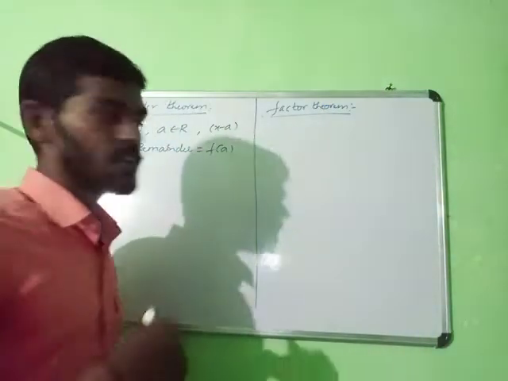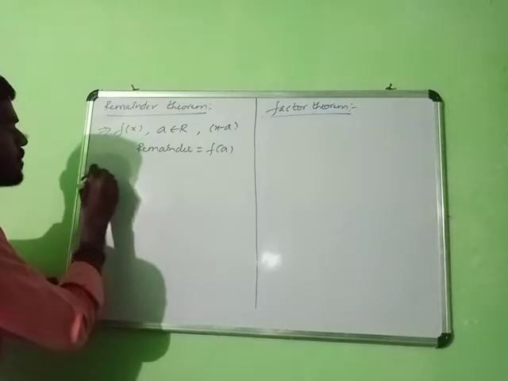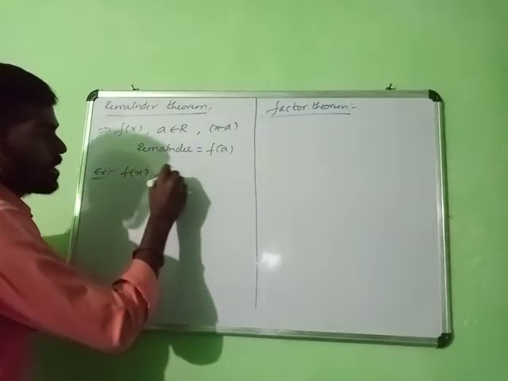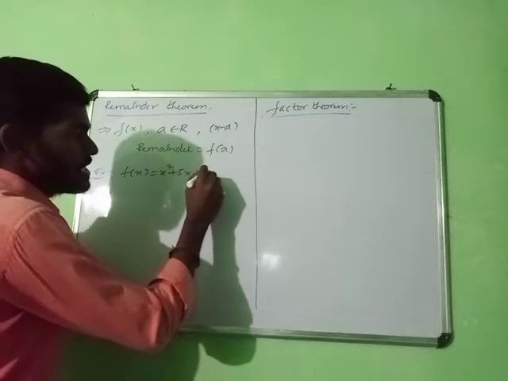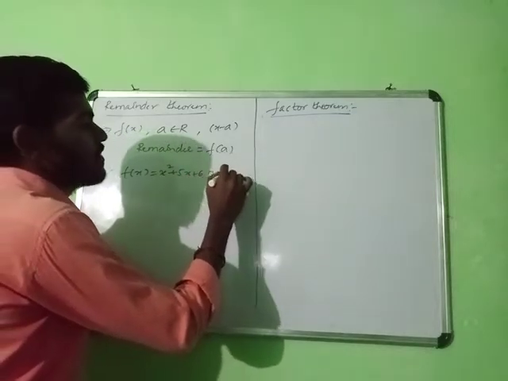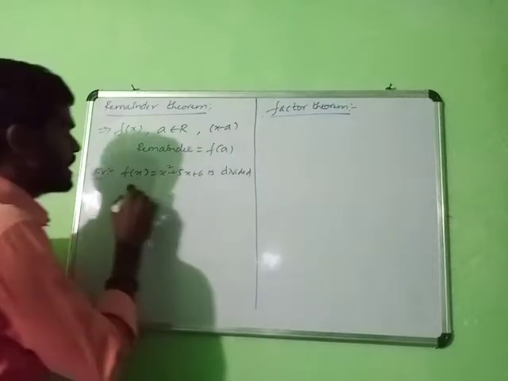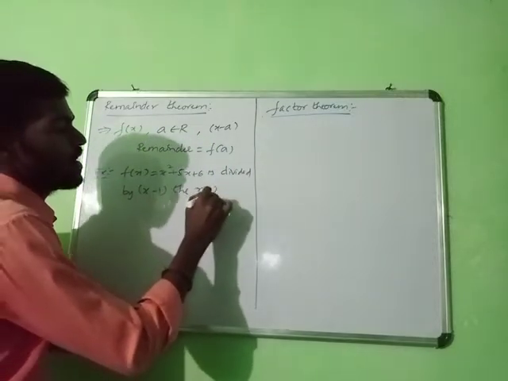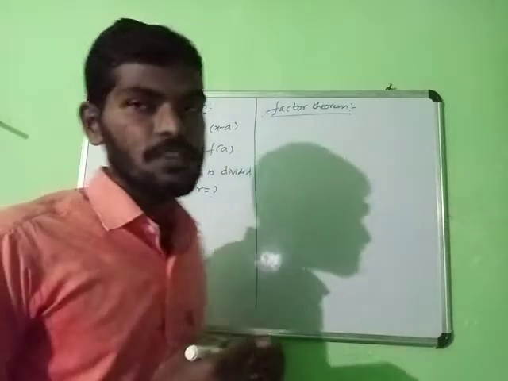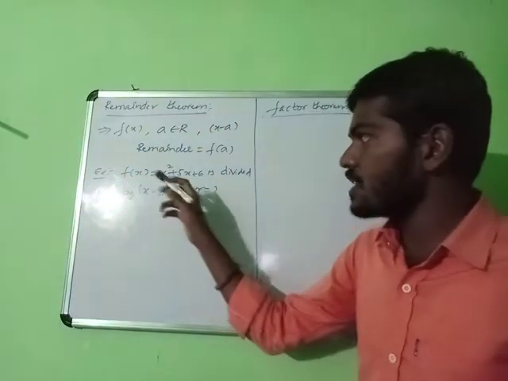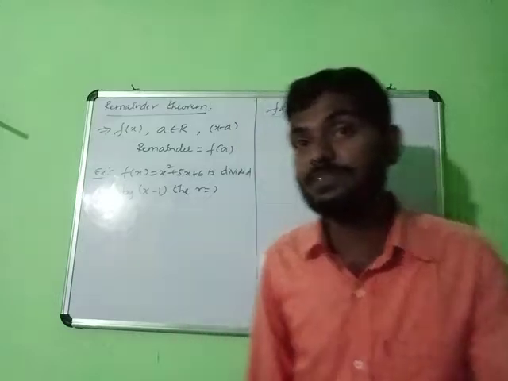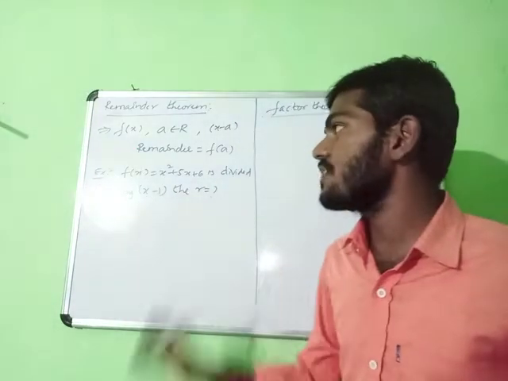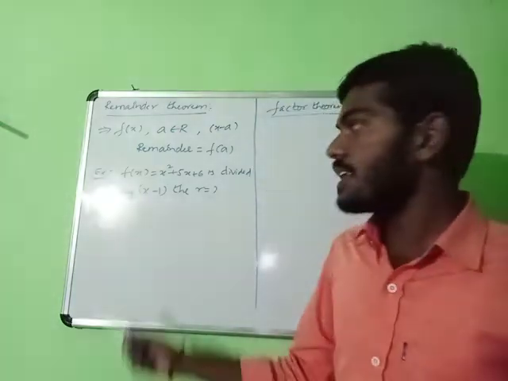Example: how to find the remainder. If f of x is equal to x square plus 5x plus 6 is divided by x minus 1, then find r. R means what? Remainder. If f of x equals x square plus 5x plus 6 is divided by the linear polynomial x minus 1, then find the remainder. How to find it? Take the zero of this one.